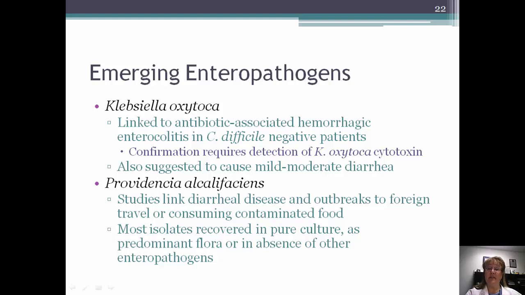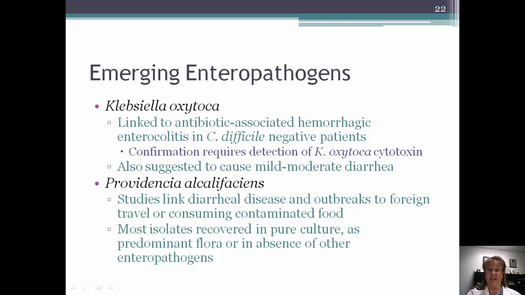Klebsiella oxytoca has been reported to be linked to antibiotic-associated hemorrhagic enterocolitis in patients who are negative for C. difficile, but confirmation does require detection of the Klebsiella oxytoca cytotoxin. Okay. It's also been suggested that in addition to this more severe disease, the organism can also cause a more mild to moderate diarrhea.